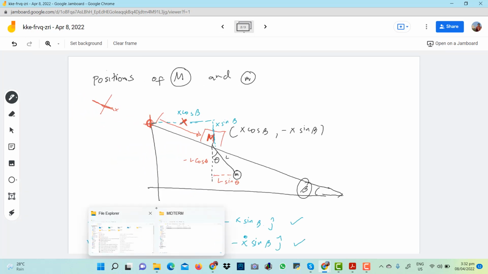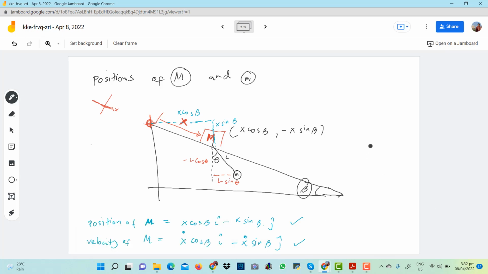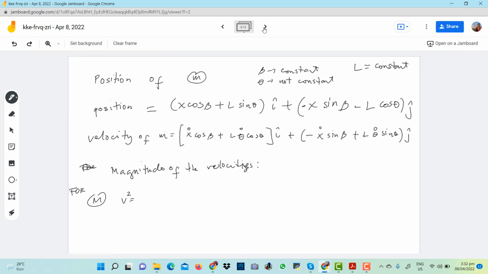Square of this, and square of this. Right? So I have x dot squared cosine beta squared plus x dot squared sine beta squared, and this is just equal to x dot squared. Okay, I have cosine squared beta plus sine squared beta, which is just equal to 1.